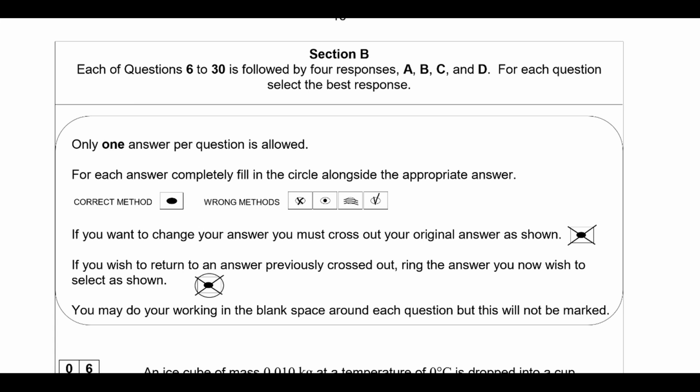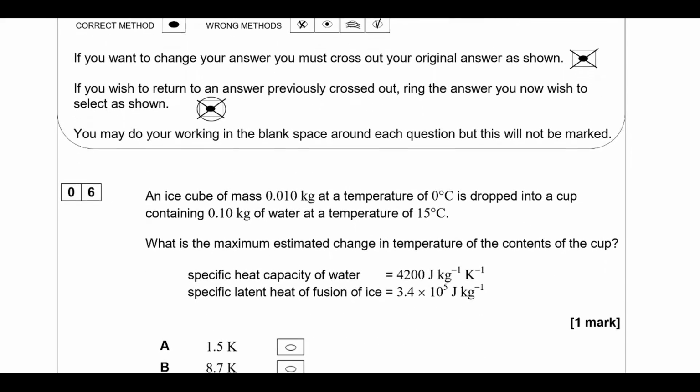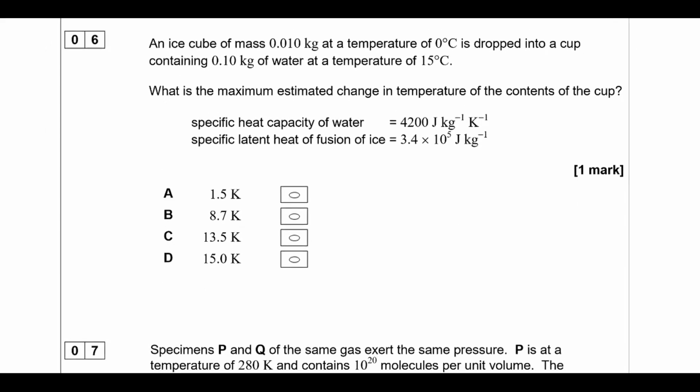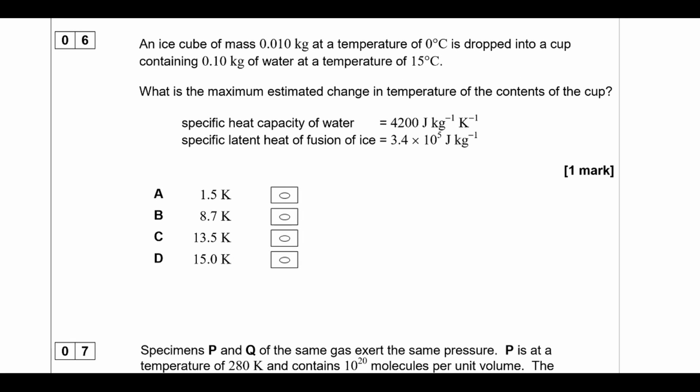Alright, so in this video I'm going to review section B, the multiple choice, for specimen paper 2. This is the second specimen paper, which isn't generally available online, but some of you might have had a look at it for a mock exam or something.